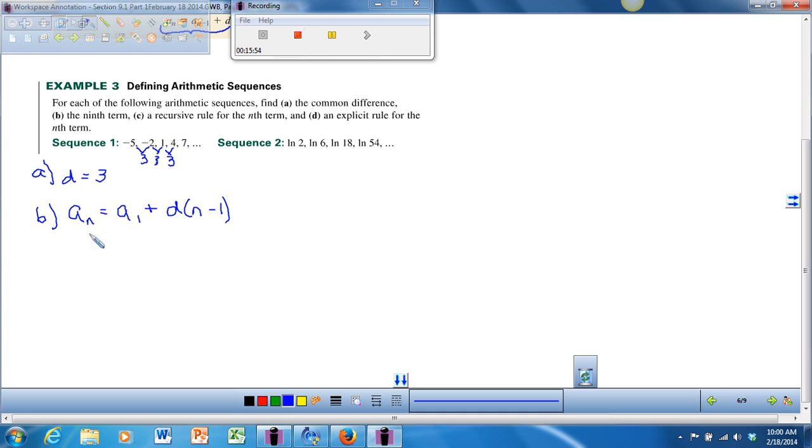All right, so in our problem, we are looking for the 9th term. a sub 9 equals a sub 1, which is negative 5, plus our d is 3, and my n is 9, so here I will have 9 minus 1. And I get a sub 9 equals what? 19.